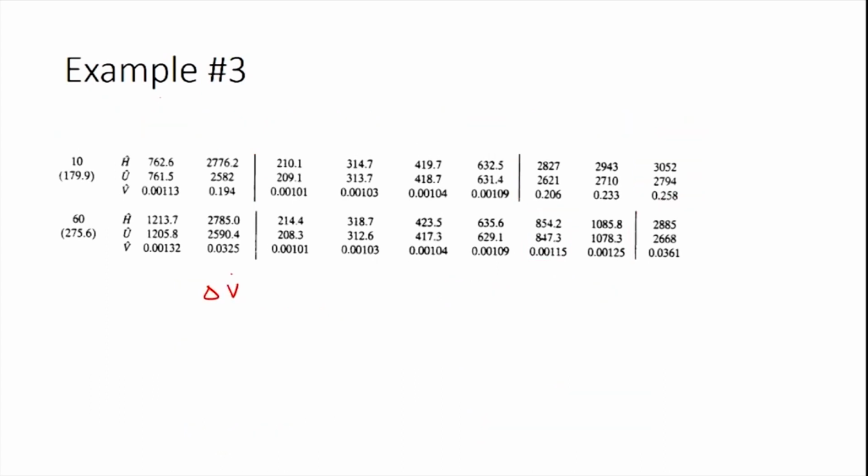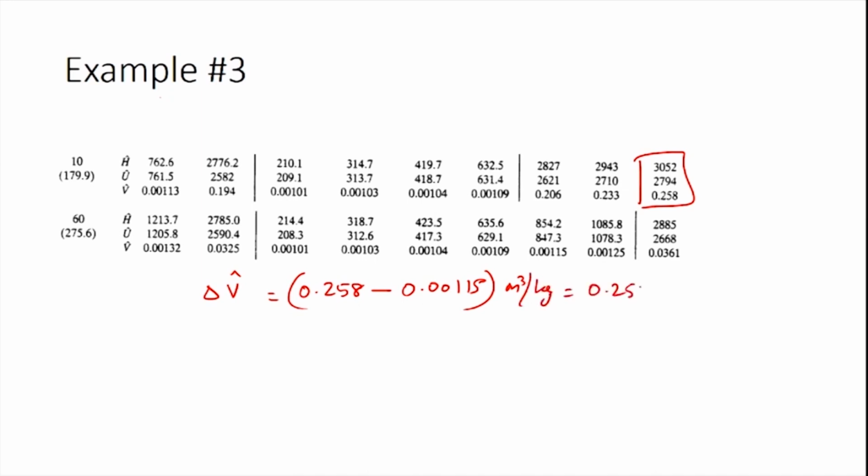Delta V cap would be equal to the difference between the specific volumes. So, that would be 0.258, which is the final condition, minus 0.00115 meter cube per kilogram, giving you a value of 0.257 meter cube per kilogram. So, this would be the value.